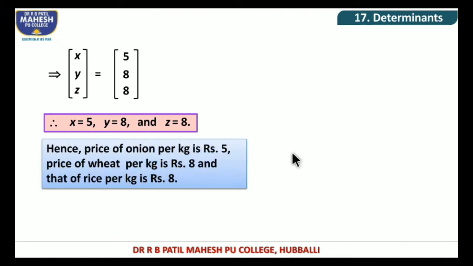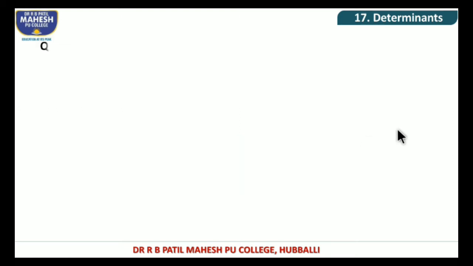Hence, the price of onion per kg is rupees 5, the price of wheat per kg is rupees 8, and that of rice per kg is rupees 8. So, this is the solution of this given real life problem. Similarly, I am going to take one more example.